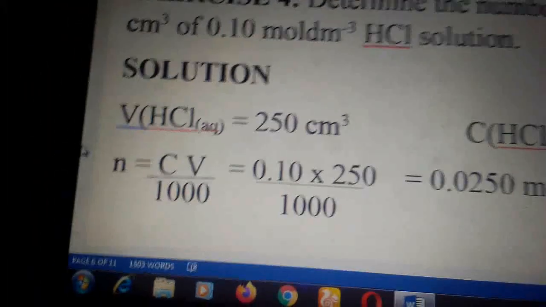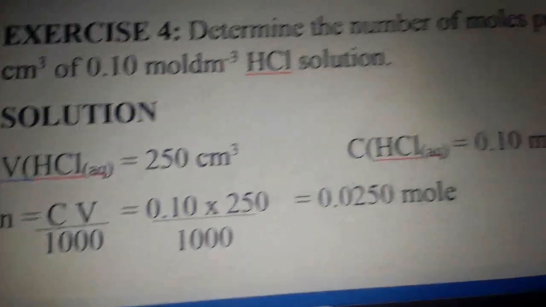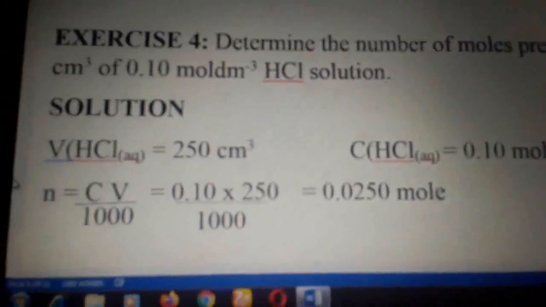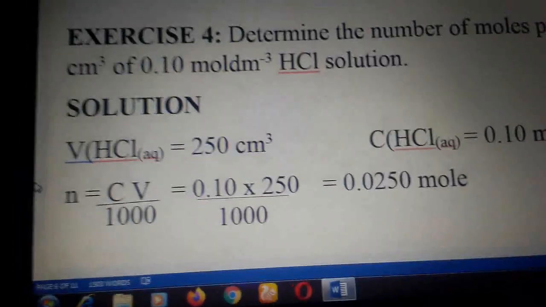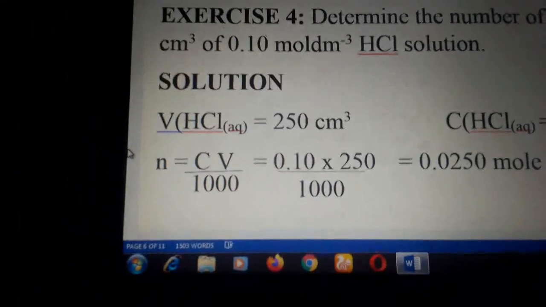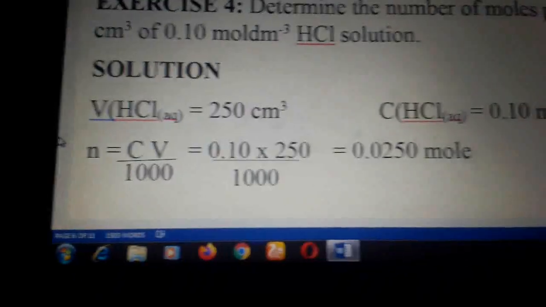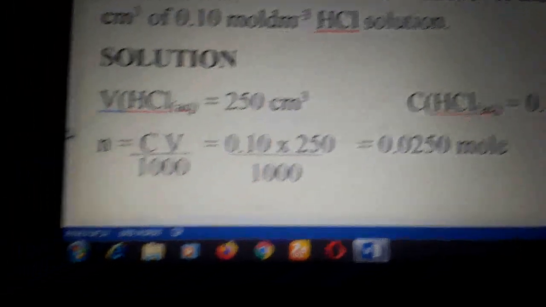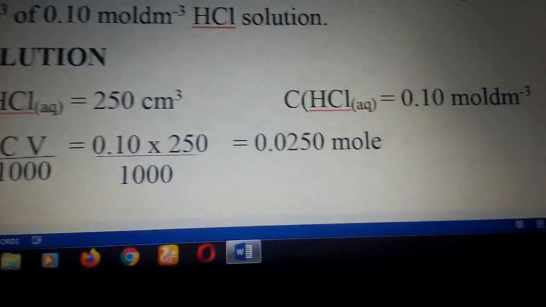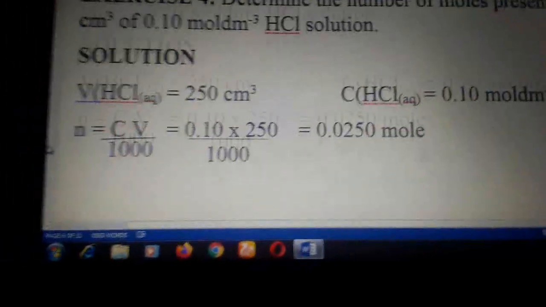The volume of the solution is 250 cm³. We're looking for number of moles. One formula connects number of moles with concentration and volume. Number of moles is CV over 1000, formula equation number 4. So since we have concentration and volume, we substitute. Since the volume is in cm³, we have divided by 1000. Solving this, we have 0.0250 mole as the number of moles.